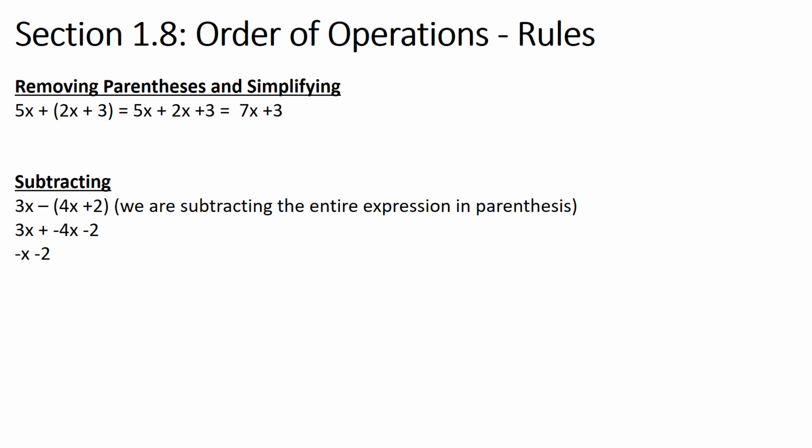Now subtracting. I want you to remember, we're subtracting everything within those parentheses. That 3x minus the component 4x plus 2. So it's going to be 3x minus 4x minus 2. So we're subtracting everything. 3x minus 4x is negative x. We're left with minus 2.